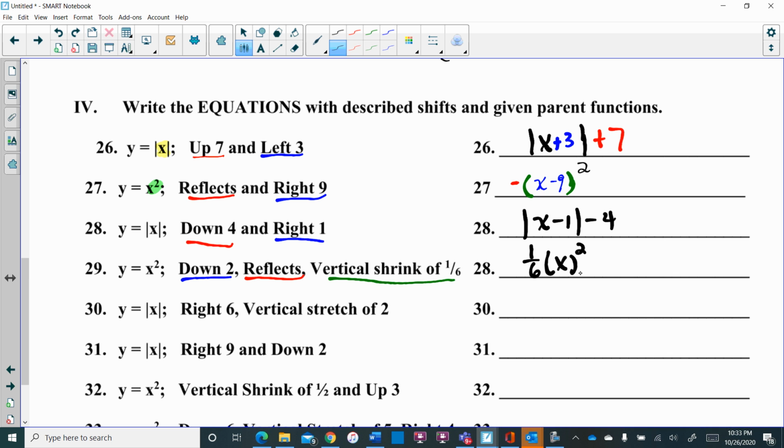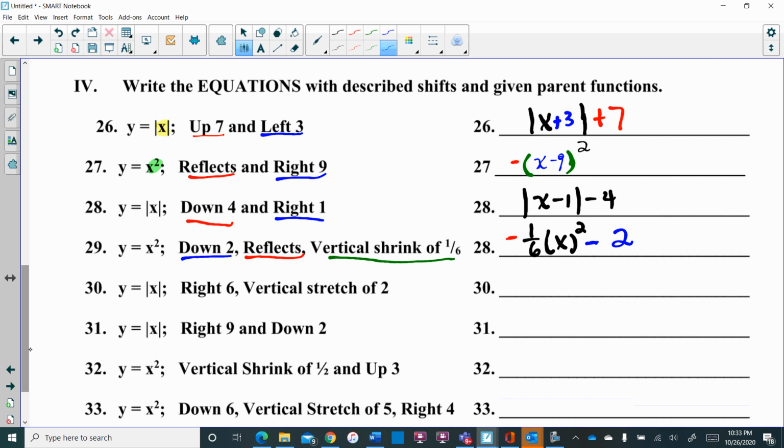It's not inside. If it's inside, that would be a horizontal change. So it's on the outside of the parentheses. And then I know that this is also being reflected, so we're going to make a negative sign on the outside of that 1/6. And it's going down 2 units, so now I'm just saying minus 2. That's all I want you to do. I want to see, can you write the equation based on the description of the transformation to the parent?